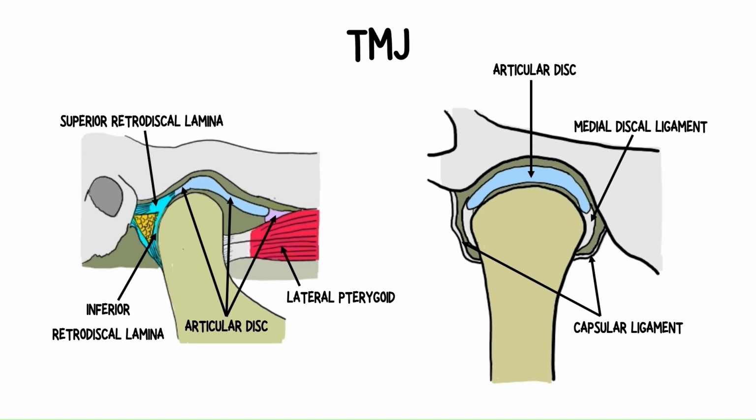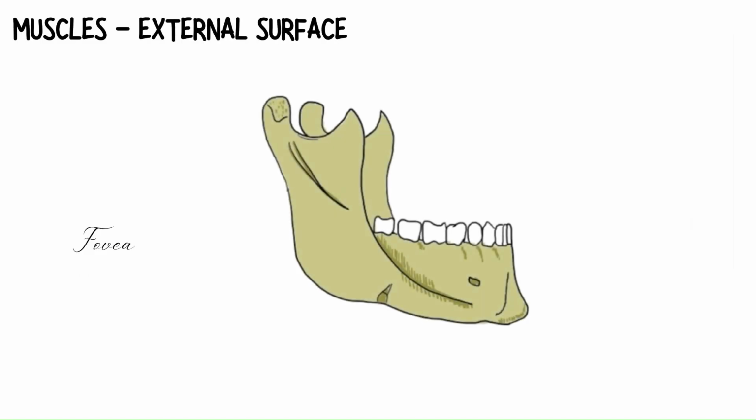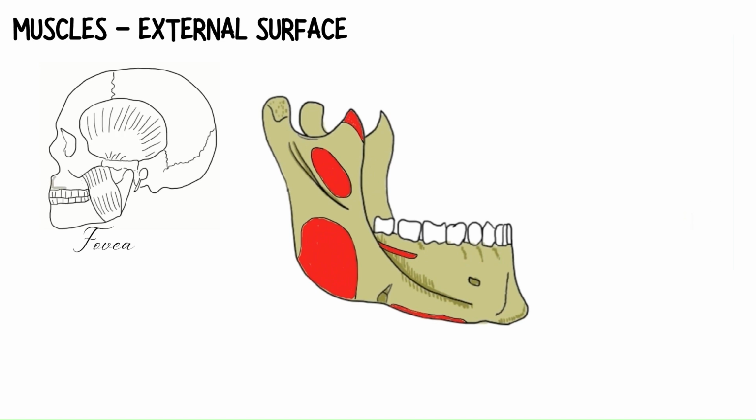The medial discal ligament attaches the medial edge of the disc to the medial poles of the condyle. The lateral discal ligament attaches the lateral edge of the disc to the lateral poles of the condyle. TMJ is related to different muscles that have the function to move and protect the joint itself.